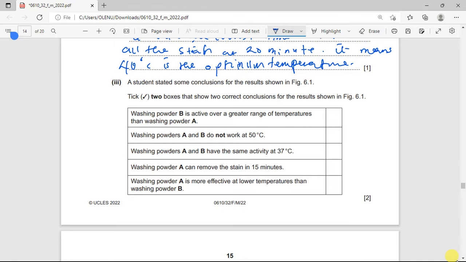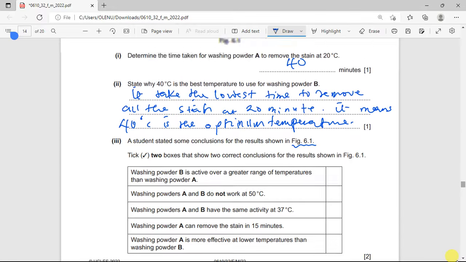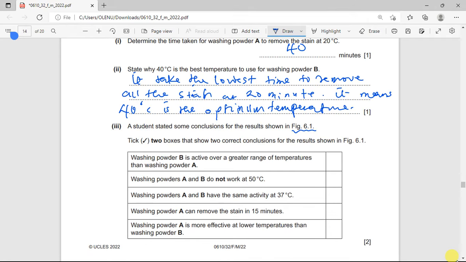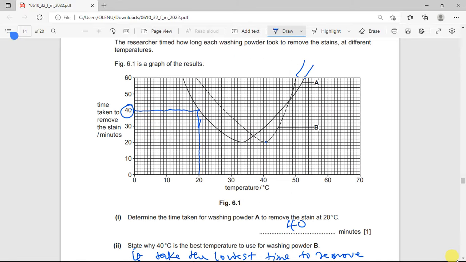Now a student stated some conclusions for the result shown in figure 6.1. Tick two boxes that show two correct conclusions. Washing powder B is active over a greater range of temperature than washing powder A. No, it stops here. Washing powder A is higher, so that's wrong. Washing powder A and B do not work at 50 degrees Celsius. At 50 degrees Celsius both are still working, so that's wrong.